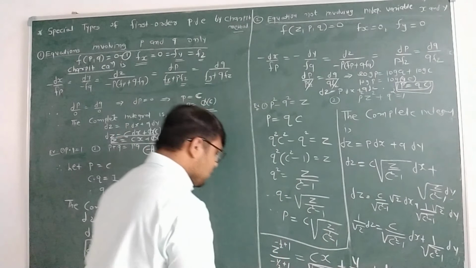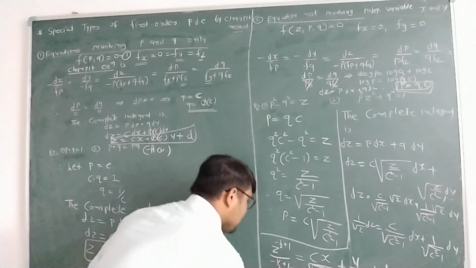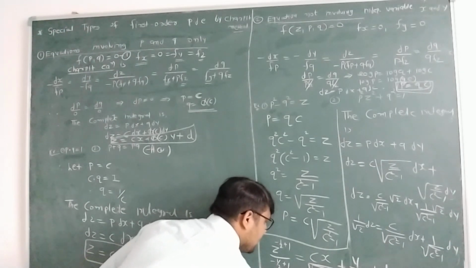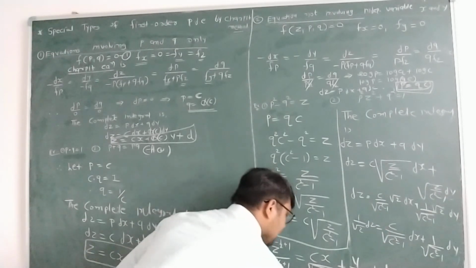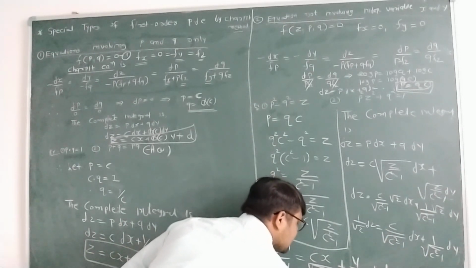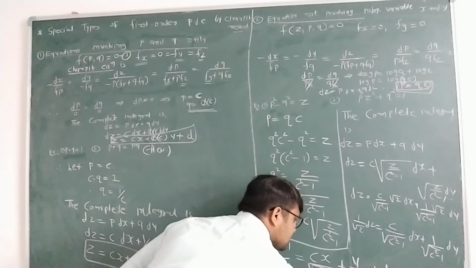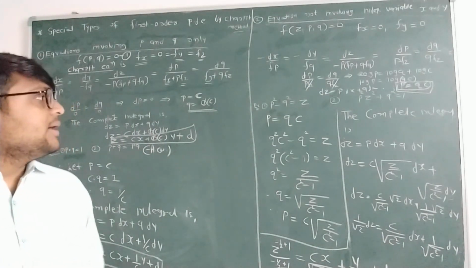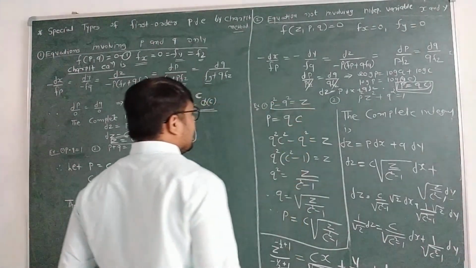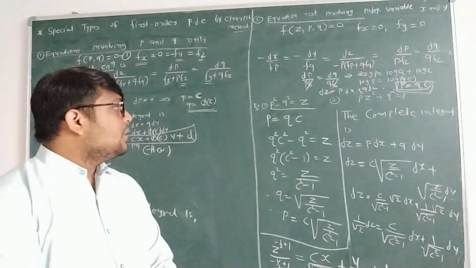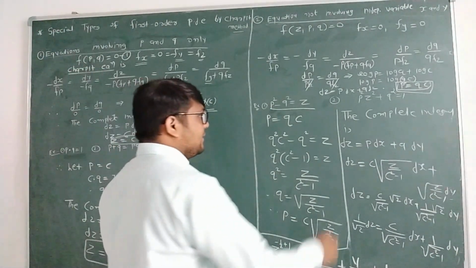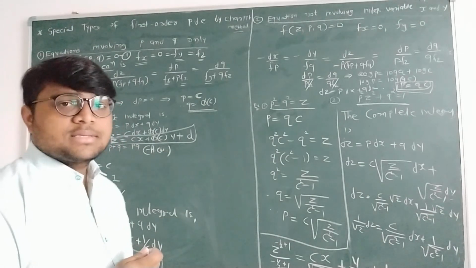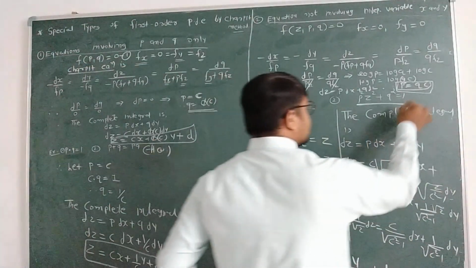So z raised to minus 1 by 2 plus 1 is nothing but root z, and minus 1 by 2 plus 1 is 1 by 2. So it's 2 root z equals cx by under root c square minus 1 plus y over under root c square minus 1 plus some constant d. So which is our required complete integral of the given first order PDE, that is p square minus q square is equal to z. And another example is p square into z square plus q square is equal to 1. So this is for your homework.